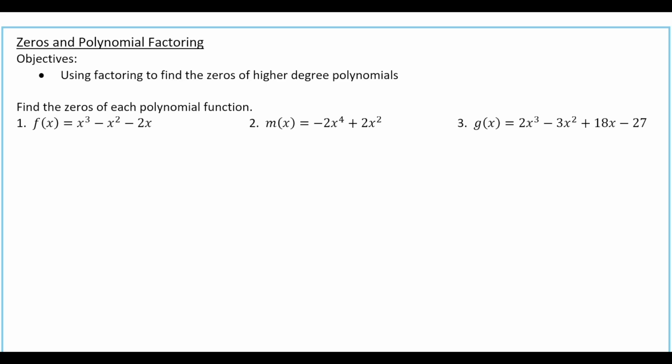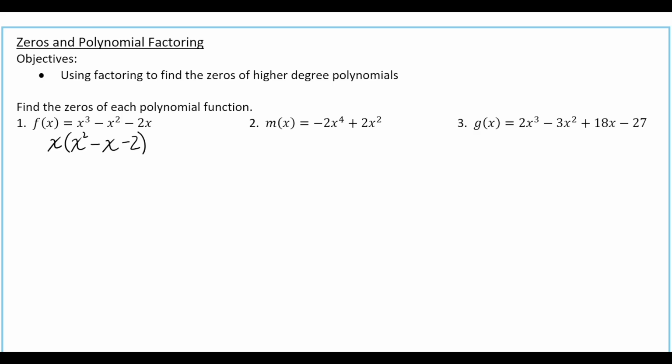The first thing that you should always do when you are factoring is try to factor out something that each term has in common. So in this case, that would be an x. Each term has an x, so I'm going to factor out x. When I factor something out, that means I'm going to divide each term by what I'm factoring out. So in this case, x cubed divided by x is x squared. Negative x squared divided by x becomes minus x. Minus 2x divided by x becomes minus 2.